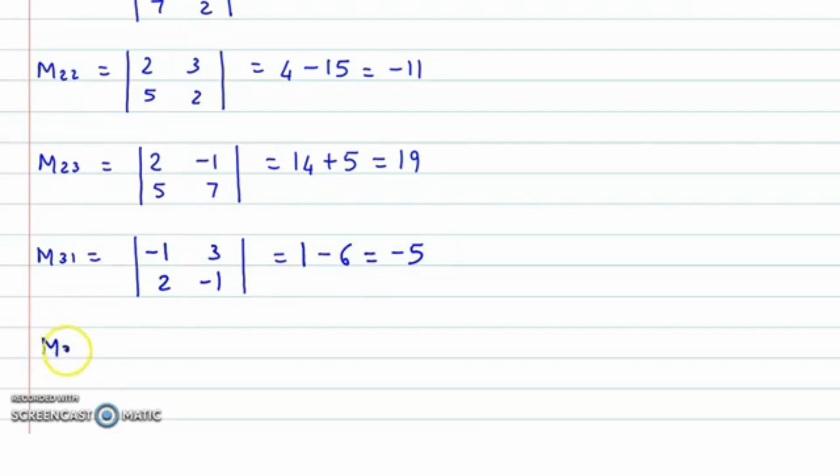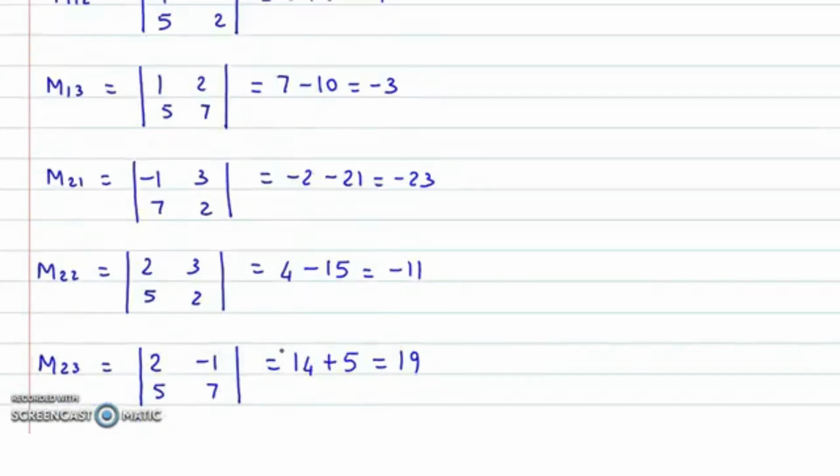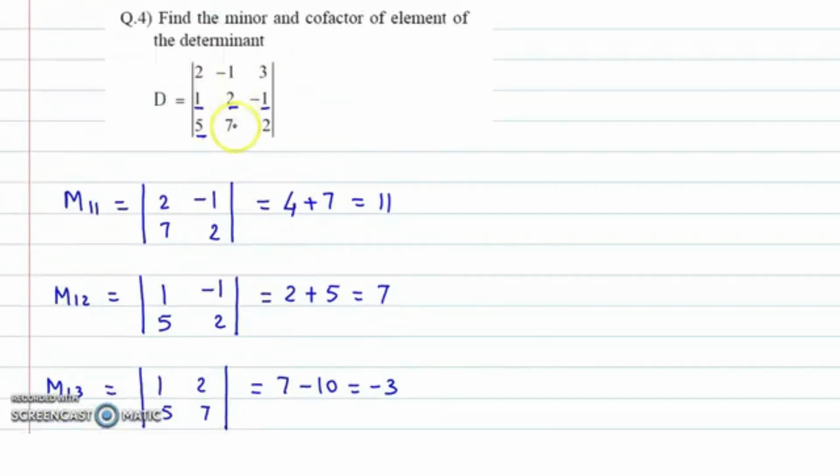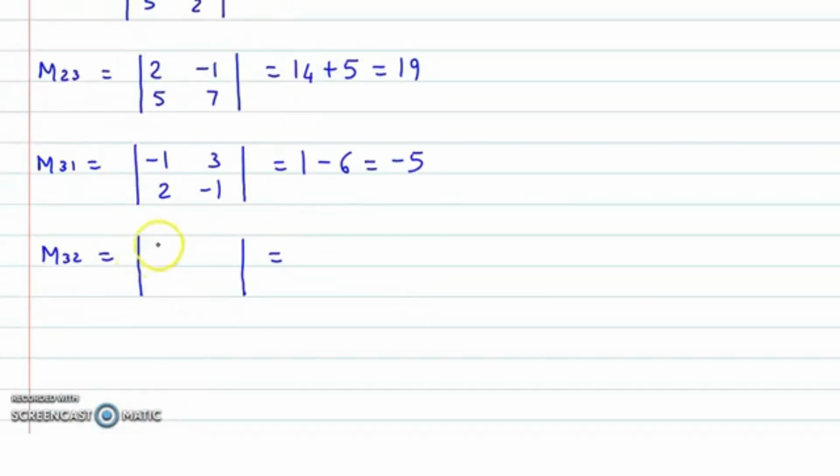नेक्स्ट आएगा M32 थर्ड रो सेकंड कॉलम, इसका माइनर एलिमेंट ढूंढते हैं. M32 यानी 7 का. सो अगेन रो एंड कॉलम गया. सो 2 1 3 -1. अब ये आएगा -2 -3, so that's -5.